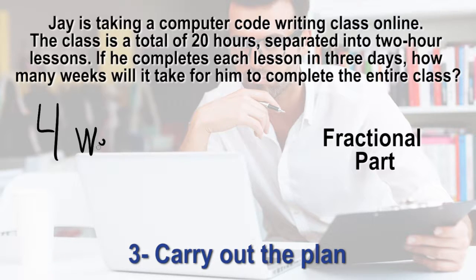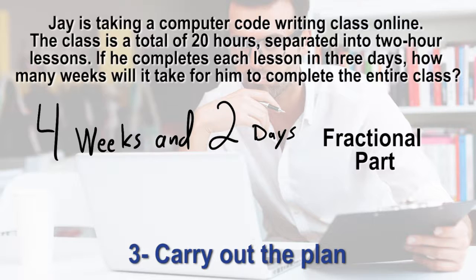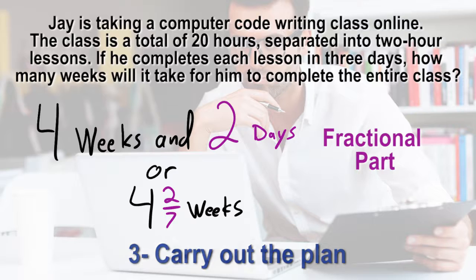We know that Jay will take 4 weeks and 2 days to complete his class. The weeks are the unit that represent the whole, and the days are the unit that represents the fractional part. So my answer to the problem is 4 weeks and 2 days, or 4 2/7 of a week.